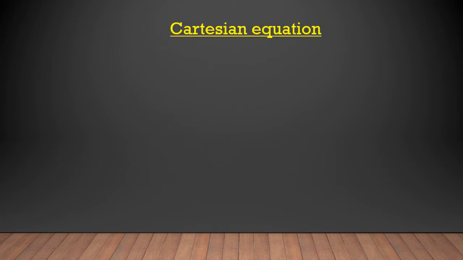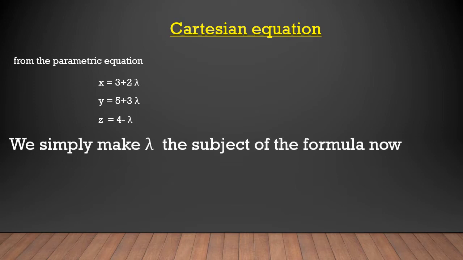The Cartesian equation is simply written using the parametric equation. We make lambda the subject of the formula in all these equations. Starting from equation 1, which is x, we're going to have x minus 3 over 2. Then in y we're going to have y minus 5 over 3, and in z we're going to have z minus 4 over negative 1. All is equal to lambda, and hence this is termed the Cartesian equation.